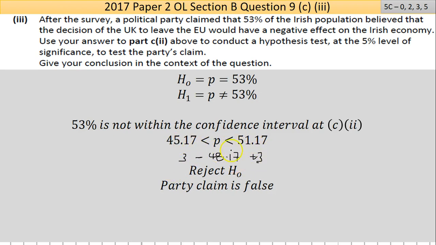Is that range of figures, is your 53 within that? No, it's not. Therefore, we reject the null hypothesis and we state that the claim is false. It would only be accepted if the number that they had said was within that interval. You'd say accept the null hypothesis, the party's claim is true. But 53 is not between that range, not between 45.17 and 51.17. So therefore, it's not true.